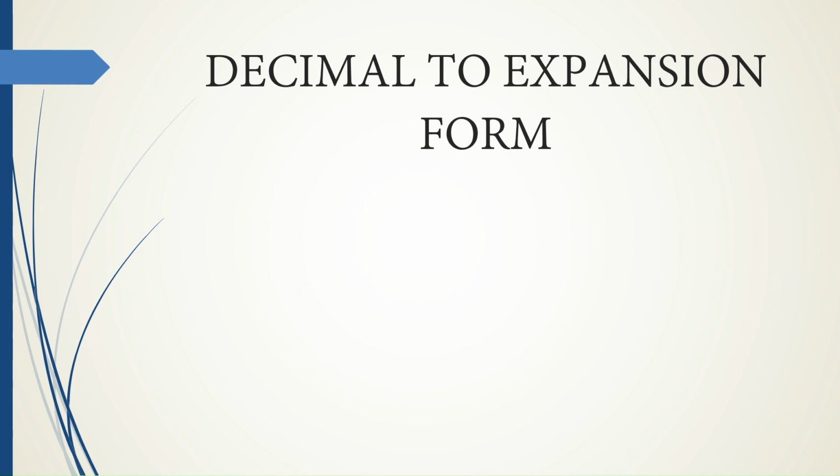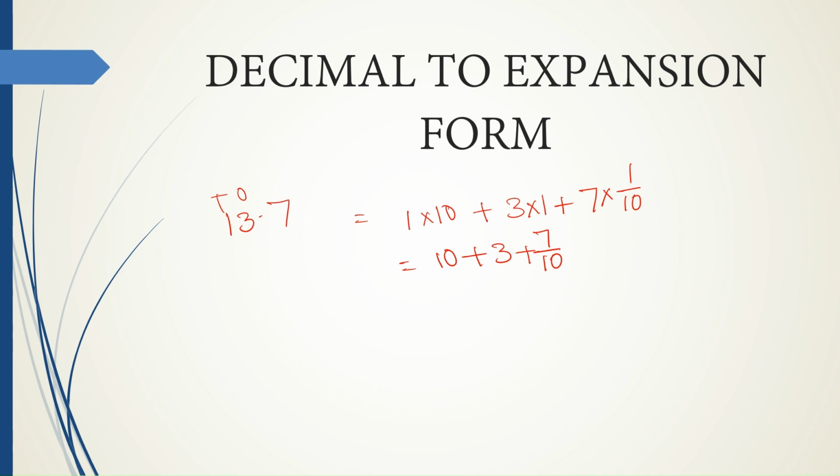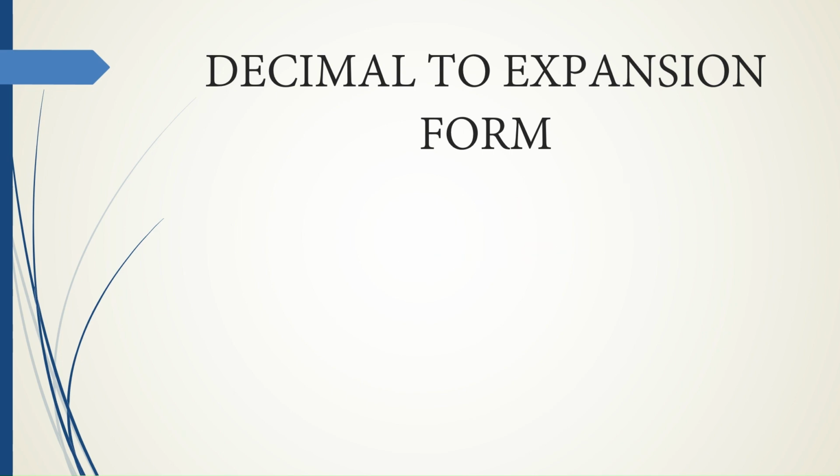The next thing is 13.7. For 13.7, we can write this as 1 into, so this is the ones place and tens place. So 1 into 10 plus 3 into 1 plus, after the dot is the tenths place, so 7 into 1 upon 10. That is nothing but 1 into 10 is 10 plus 3 into 1 is 3 plus 7 upon 10. In this manner, we can write the expansion form for any decimal.